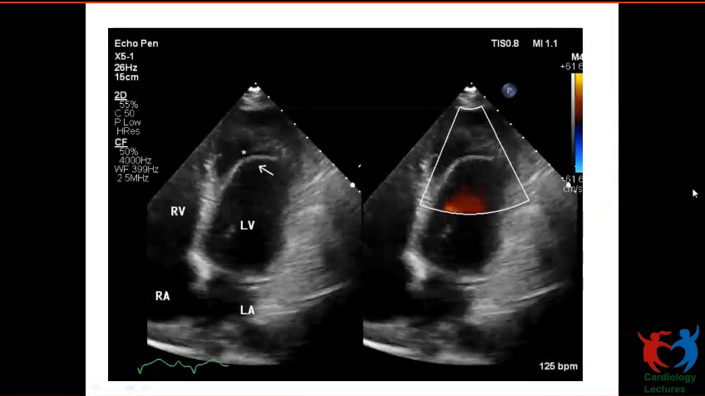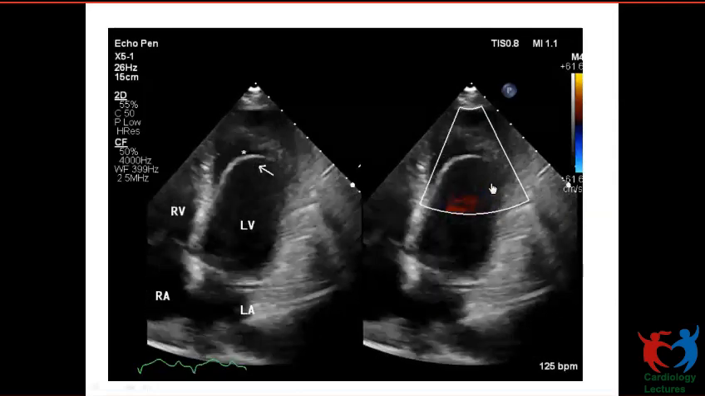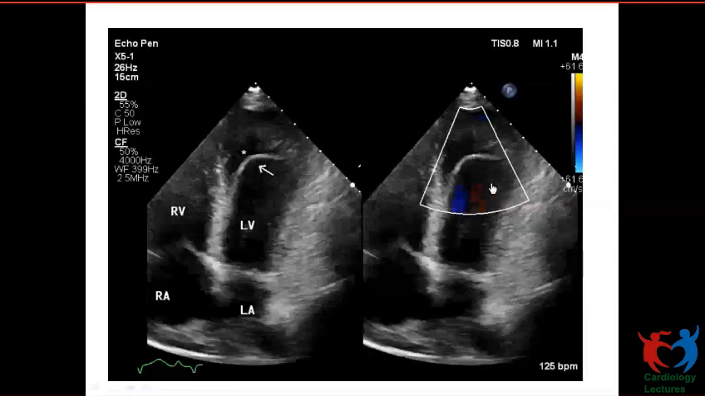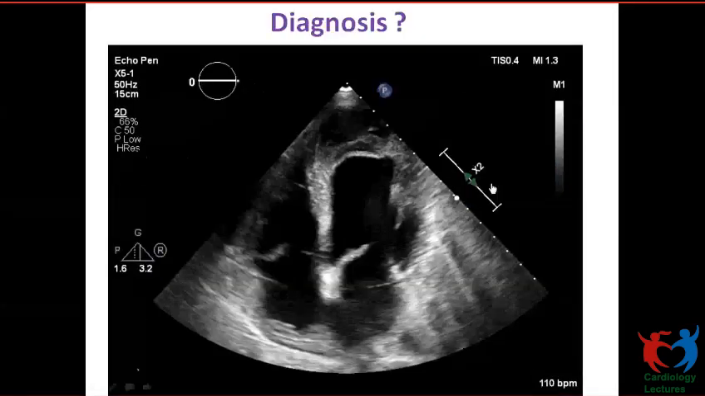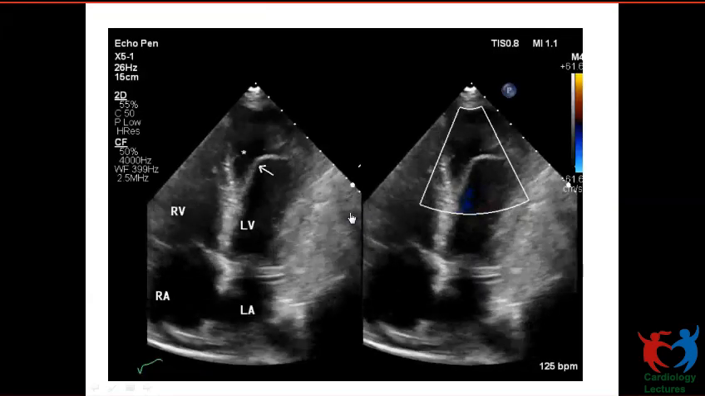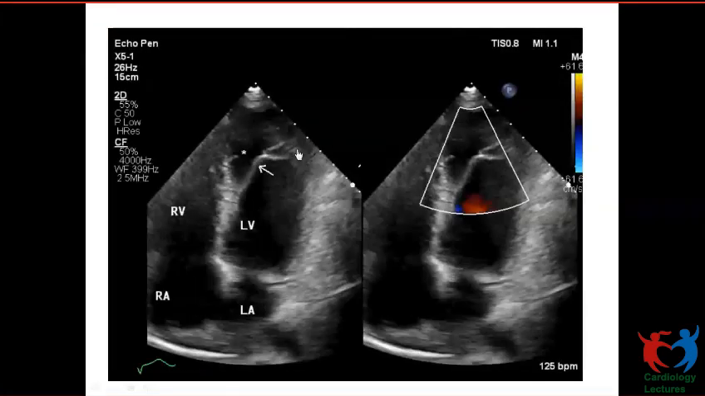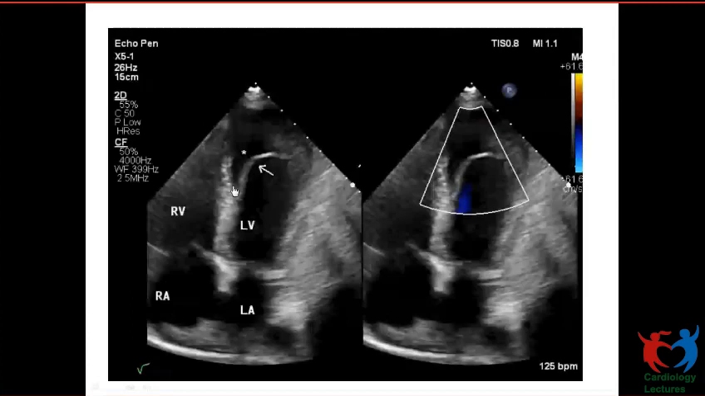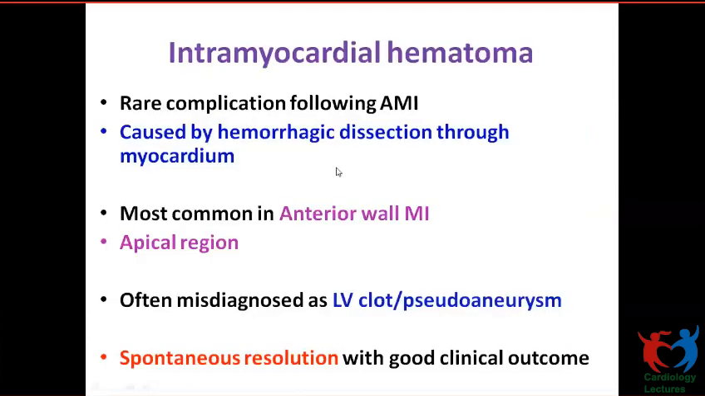So this is color. What are the differential diagnoses at this stage? One you said is, what did you say first? Papillary muscle, no way. I'll show you. One differential diagnosis will be organized thrombus. The other will be pseudoaneurysm. If it is pseudoaneurysm, there should be flow into that. If it is clot, you will not see a clear-cut endocardial border. This is a clear-cut endocardial border. So this is an intramyocardial hematoma.